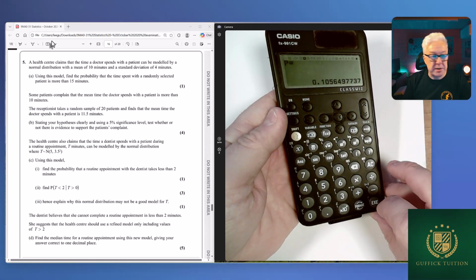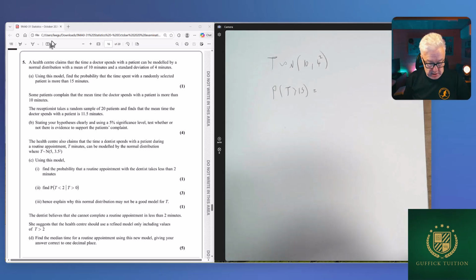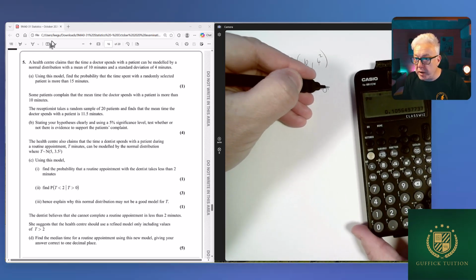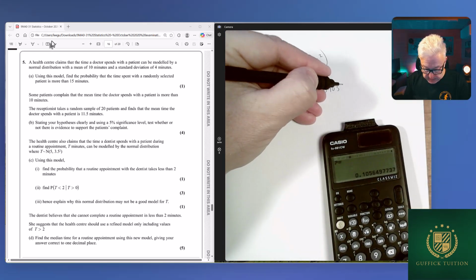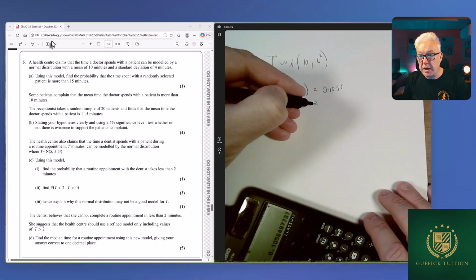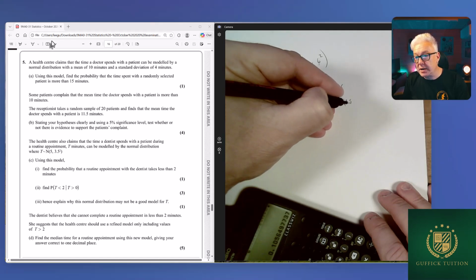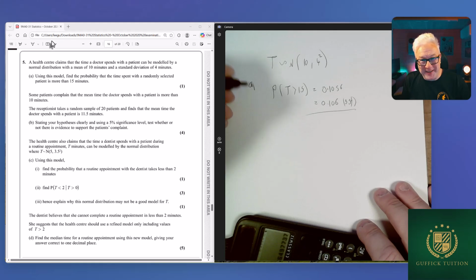So that's giving me a value of 0.1056. Let's write that down. So that's our time, 0.1056. So we could say that is 0.106 to 3 significant figures. All right, we're one mark in.